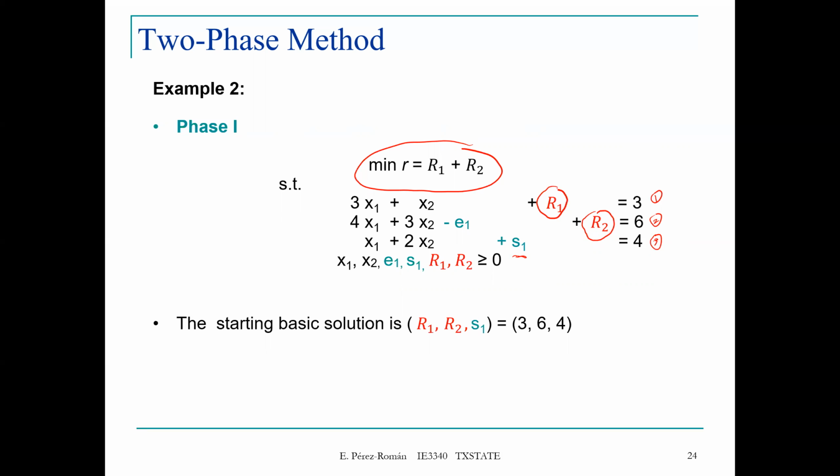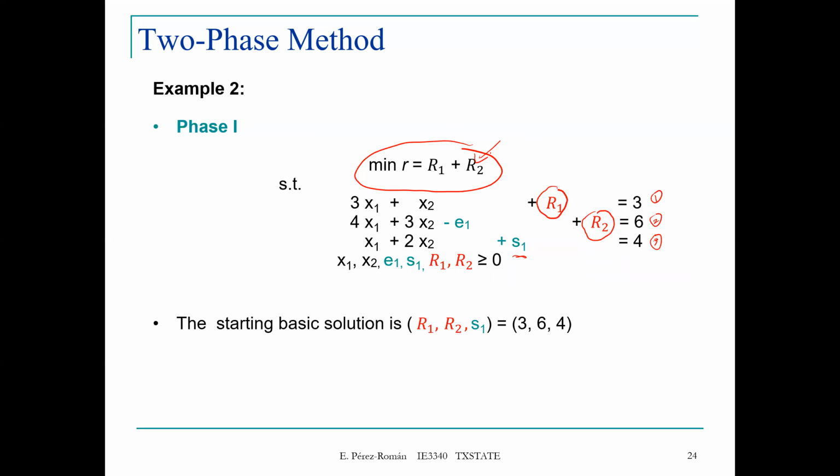And since we have two artificial variables, our objective function for the first phase is the summation of those two artificial variables. If, for example, in another problem we had 3 artificial variables, then the objective function will be the summation of those 3 artificial variables. If we only have 1 artificial variable, then the objective function for phase 1 will be the minimization of just that artificial variable. In this case, we have 2 because we have 2 artificial variables in the constraints.